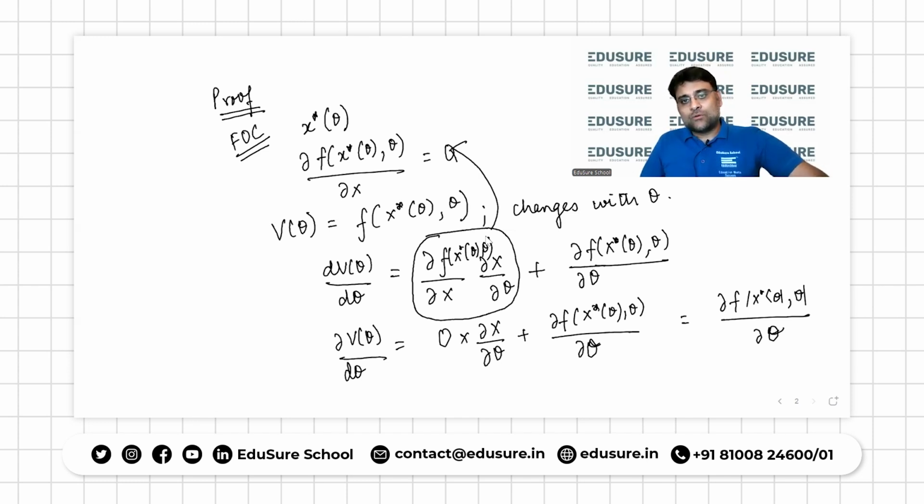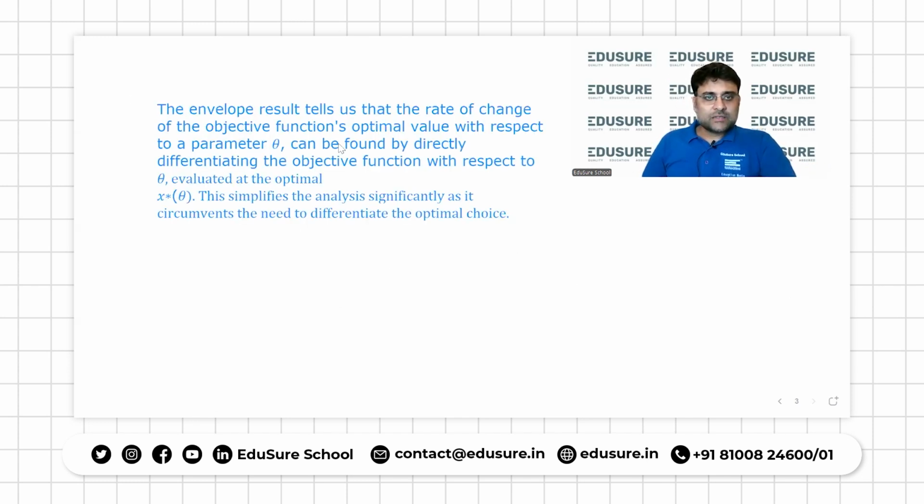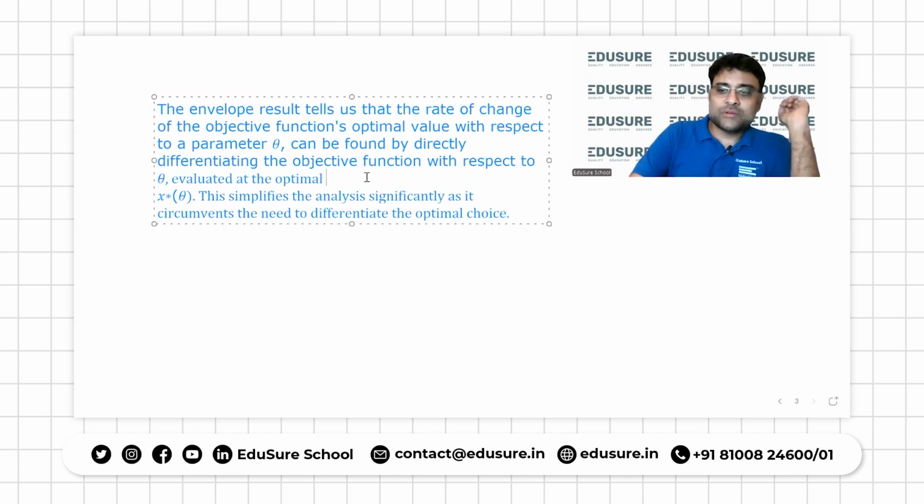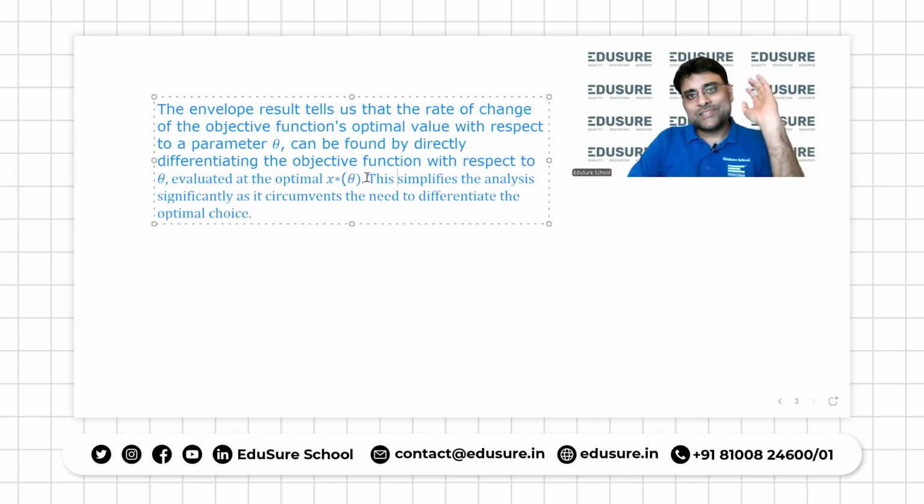If I want to write it down, the envelope result tells us that the rate of change of the objective function's optimal value with respect to the parameter theta can be found by directly differentiating the objective function with respect to theta, evaluated at the optimal x star. Okay, this simplifies the analysis as it circumvents the need to differentiate the optimal choice. What is the optimal choice? The optimal choice is x star. I don't have to differentiate it separately. So this is what is simplifying the analysis.